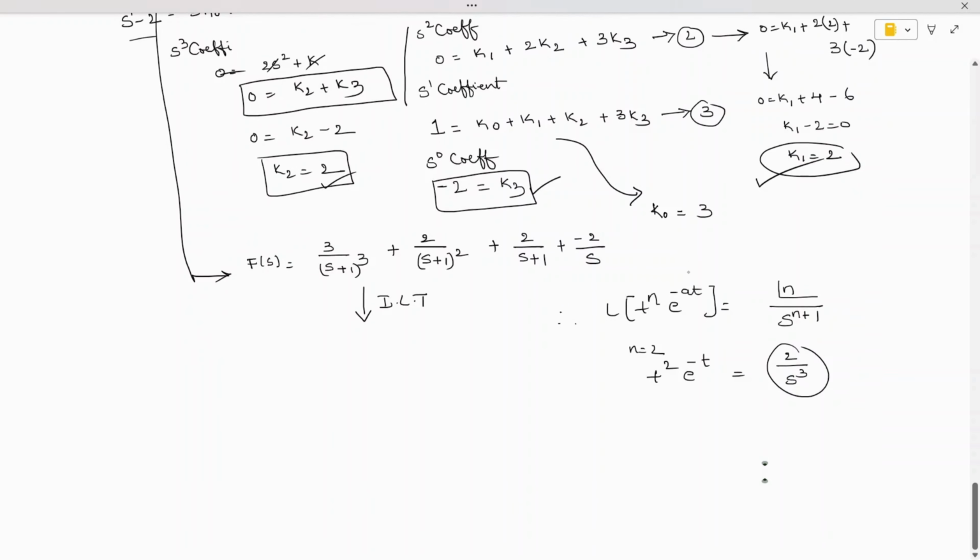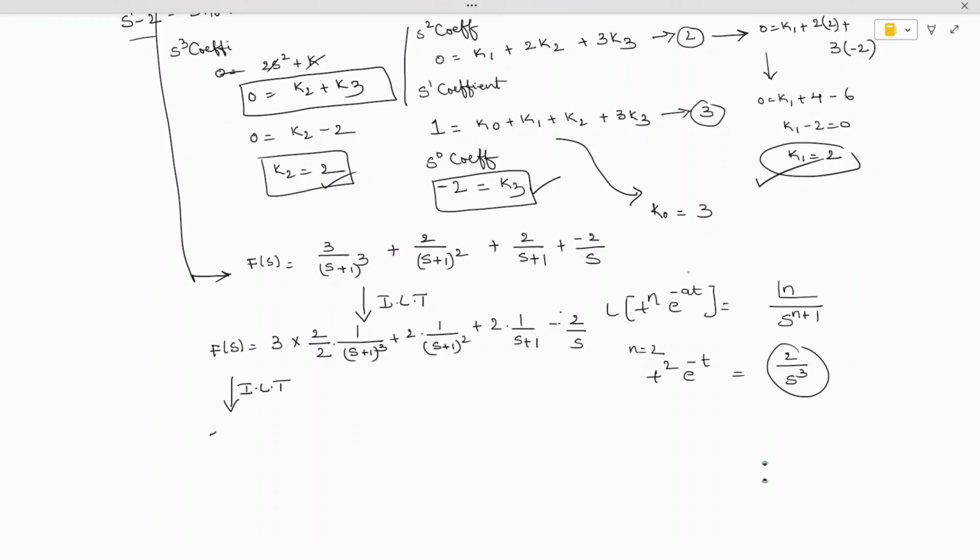So that's why what I am going to do here is f of s I am going to write down it as 3 into 2 divided by 2 into 1 by s plus 1 whole cube is the first term. And the second term I am writing it as 2 into 1 by s plus 1 whole square plus 2 into 1 by s plus 1. Next one minus 2 by s. For this, let us try to apply inverse Laplace transform.